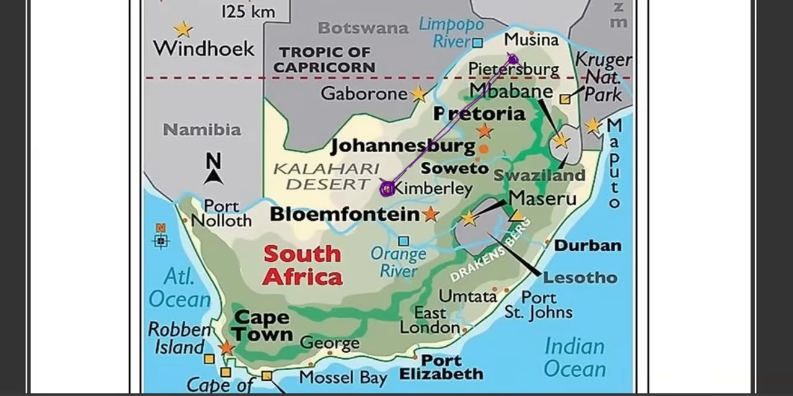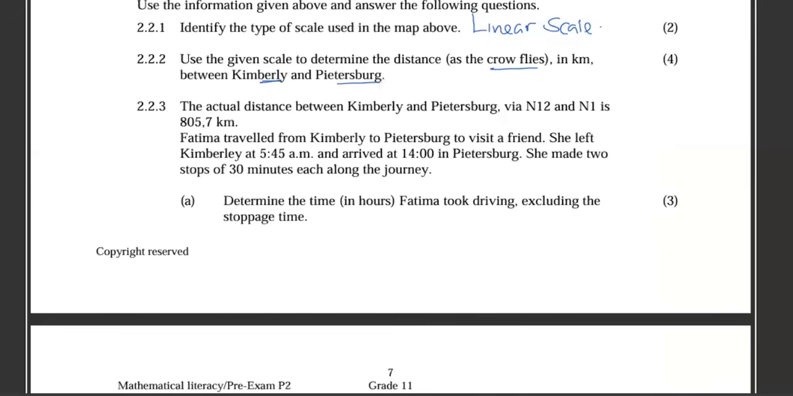When I measured using mine, I got 5 centimeters, or 50 millimeters. Now, remember they're saying use the scale to determine the distance in kilometers. In other words, they want you to have the actual distance. When you hear actual distance, what has to come in your head is to use a scale.